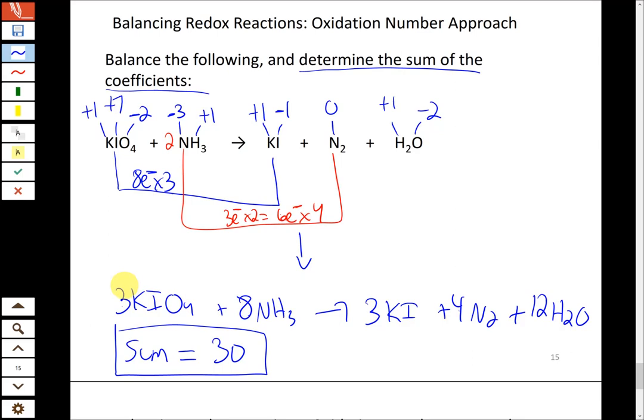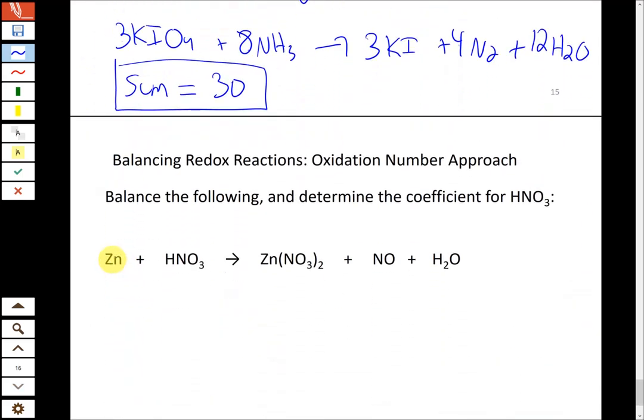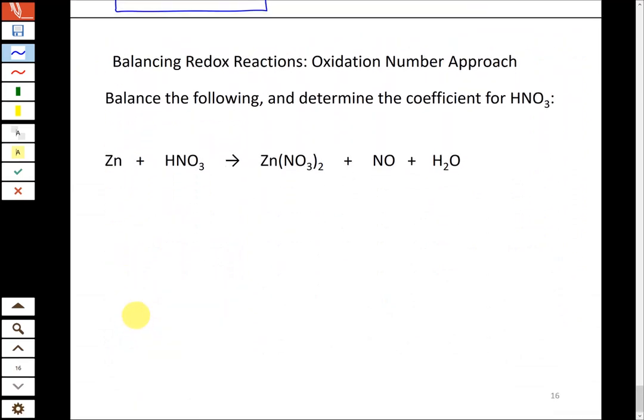All right, and then finally, the last one that we'll go through is an example, but you're going to see a lot of these on your homework assignments, so make sure you practice a lot on your own as well, is this one here, where we have to determine the coefficient for nitric acid. Now, this one is a little bit tricky, as we'll see, for a reason that we haven't seen yet, but the oxidation number part of it is not too bad.